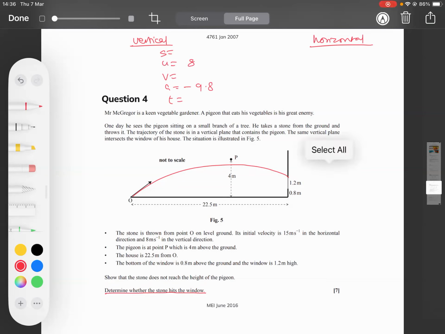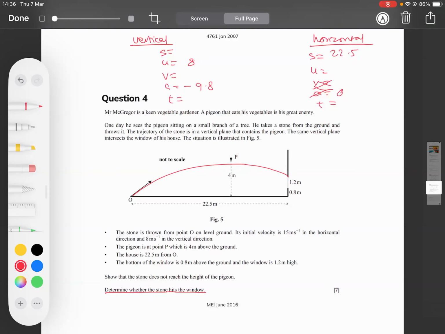But if we don't know anything, that's when we realize. It's not like I automatically knew you have to do horizontal and vertical. When you need the time, you can use horizontal. So horizontal is S, U, and T. Oh yeah, it's 22.5. There's no acceleration horizontally. And then the velocity is 15. Wait, why does the final velocity get cancelled out with the acceleration? It's just 15 as well. You can use either.